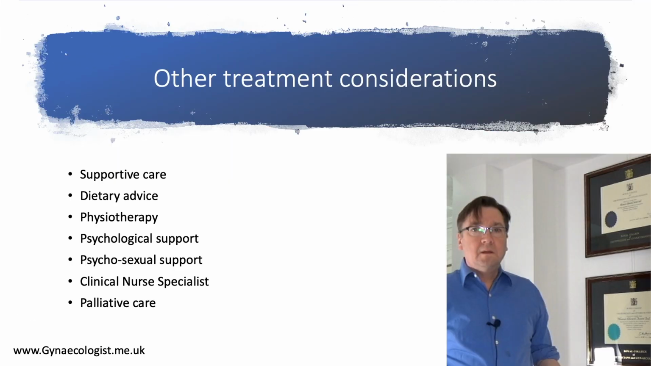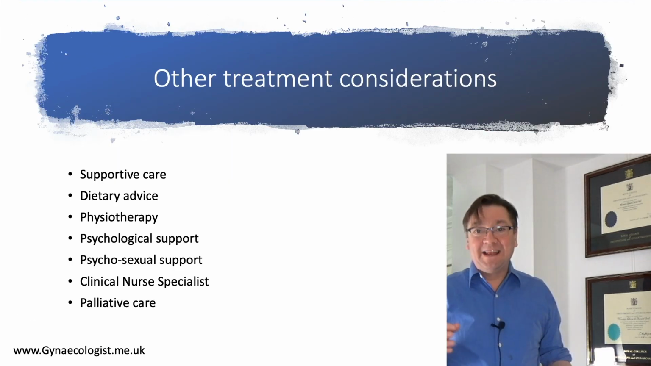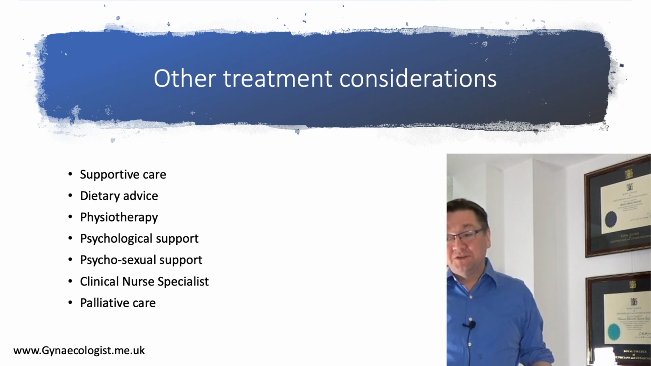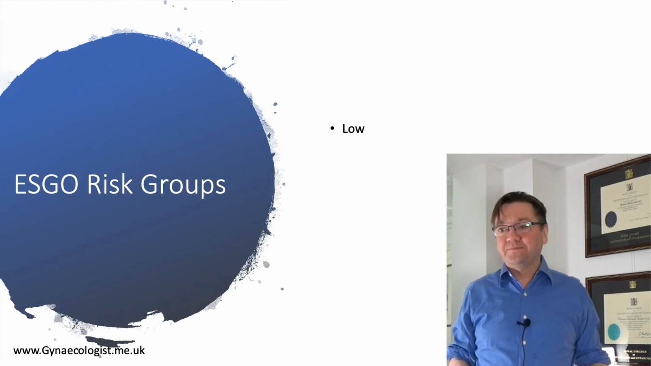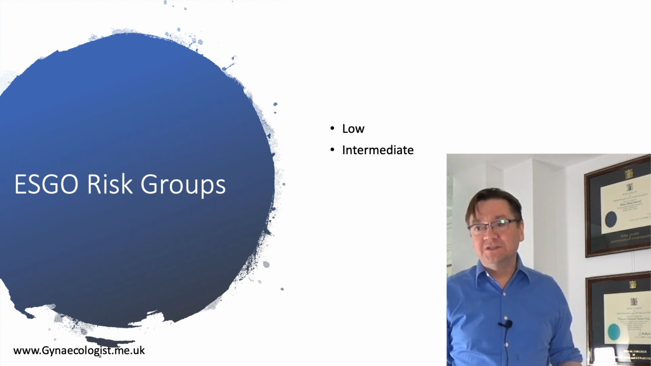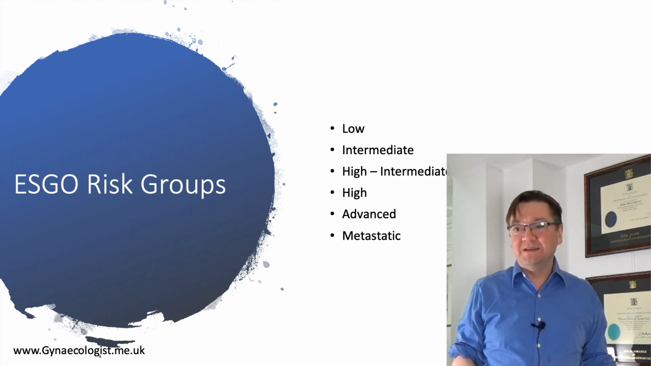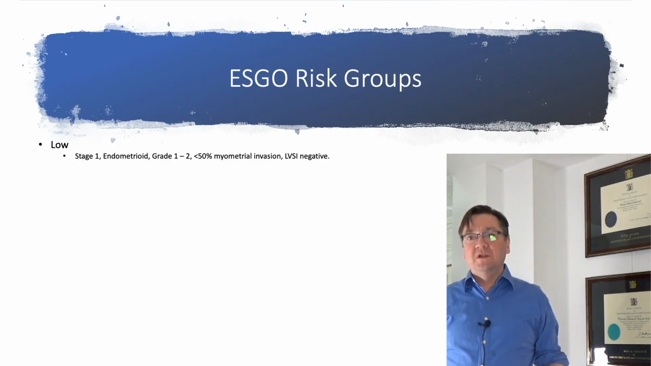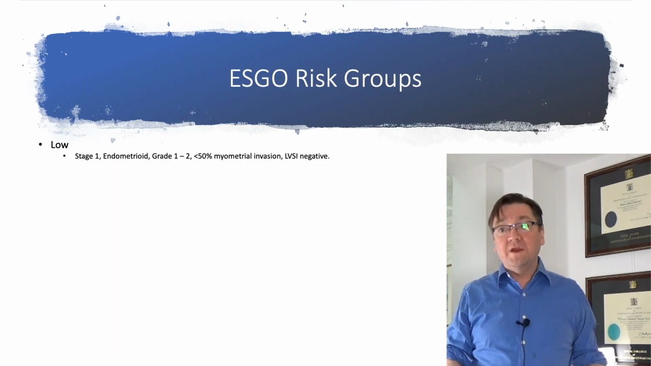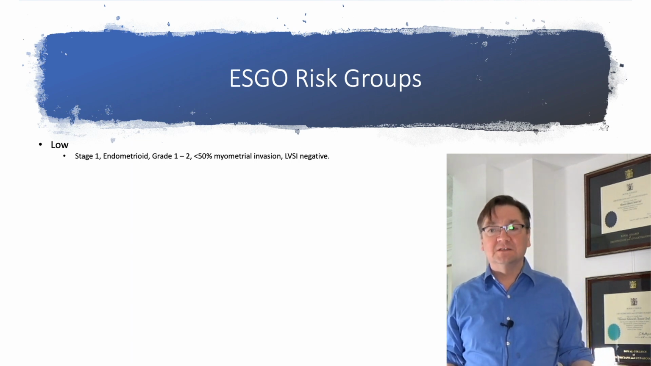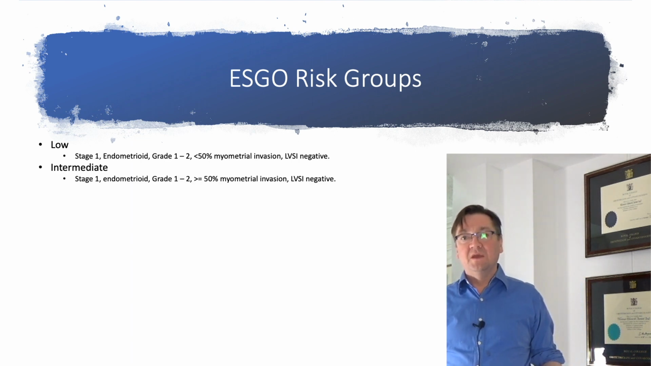So I'm coming back to this lecture now, having had to pause just for a second because my phone went off. So I'm going to talk about the ESGO risk groups. They include low, intermediate, high intermediate, high, advanced, and metastatic. So low is stage 1, grade 1 to 2, less than 50% myometrial invasion and lymphatic space invasion negative.